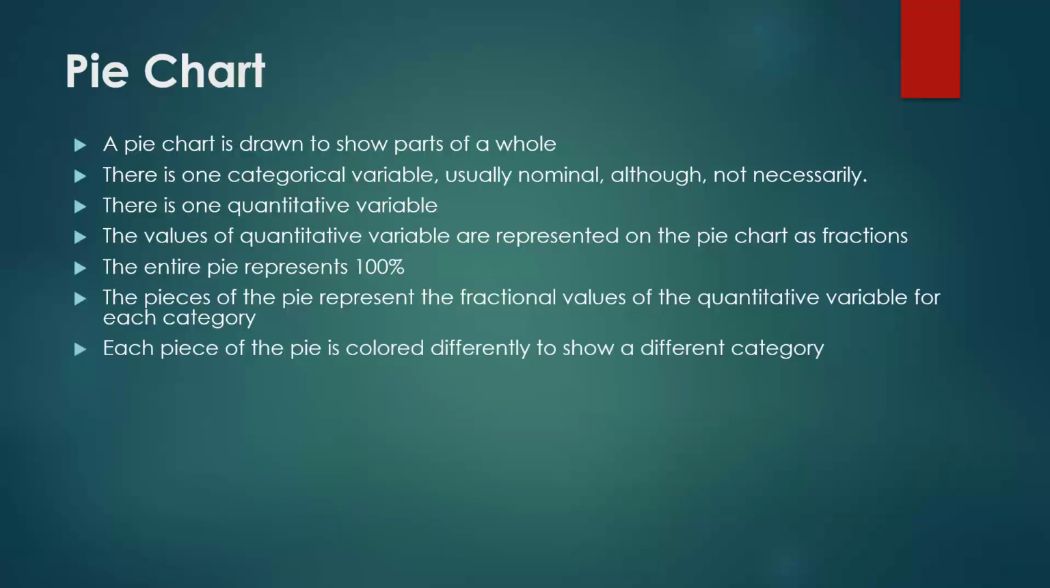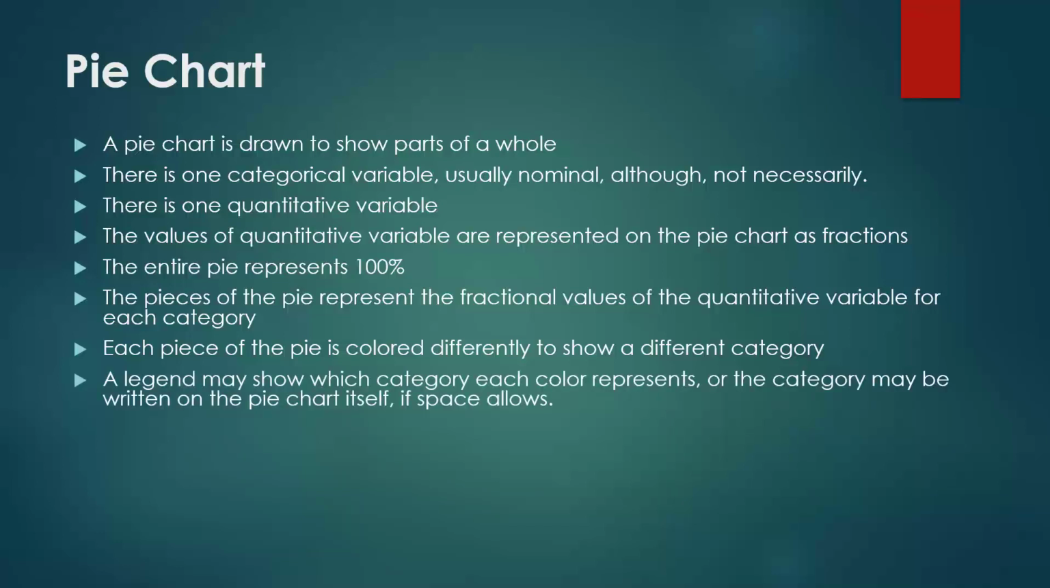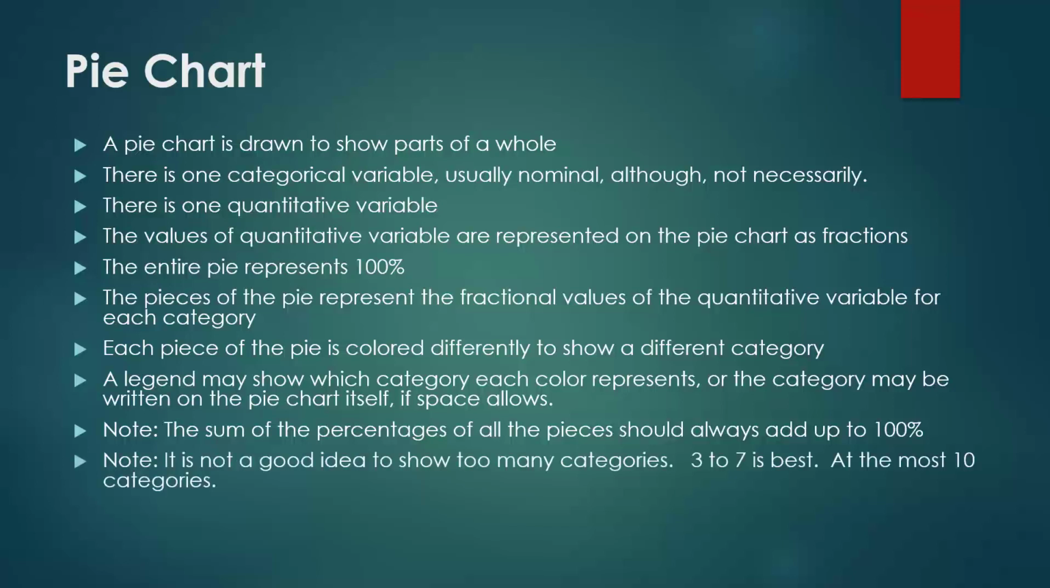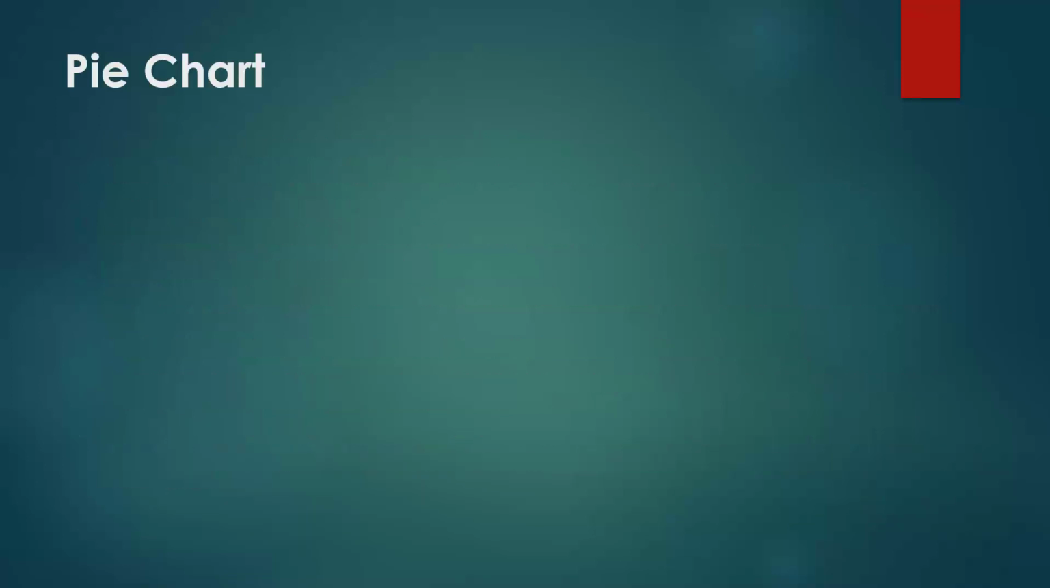So each piece of the pie is colored differently to show a different category. A legend may show which category each color represents, or the category may be written on the pie chart itself if space allows. Note, the sum of the percentages of all the pieces should always add up to 100%. Cannot be more than 100%, cannot be less. Also note that it's not a good idea to show too many categories. 3 to 7 is best, at the most 10 categories.